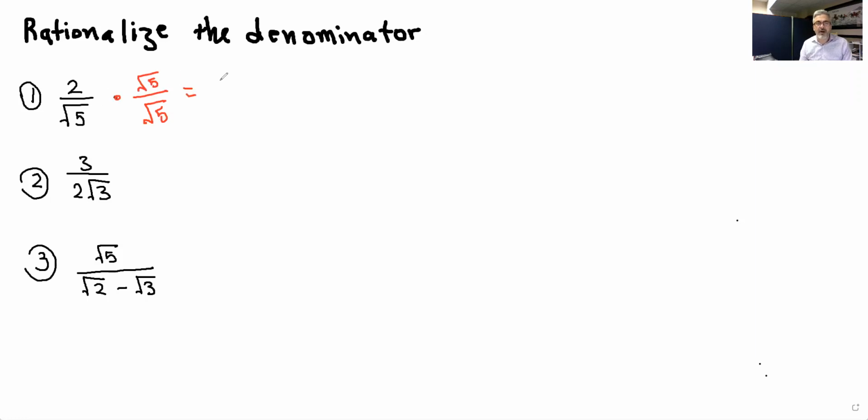So 2 times root 5 is just 2 root 5. And root 5 times root 5 is simply 5. If you want to know why, because root 5 times root 5 is root 25, and root 25 is simply 5. So you could take that shortcut if you want.